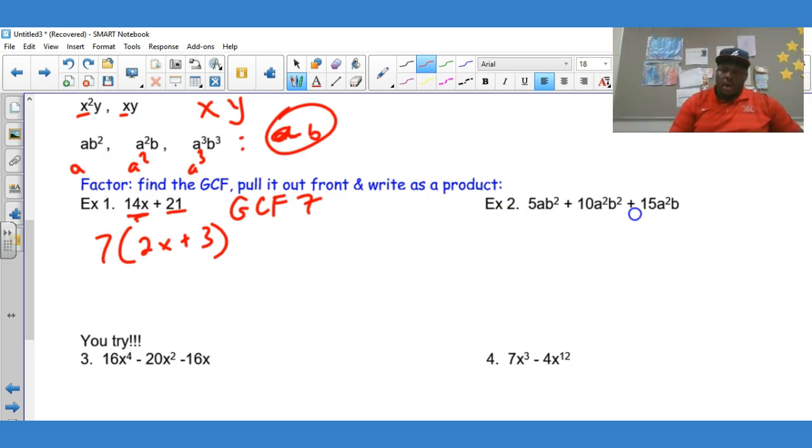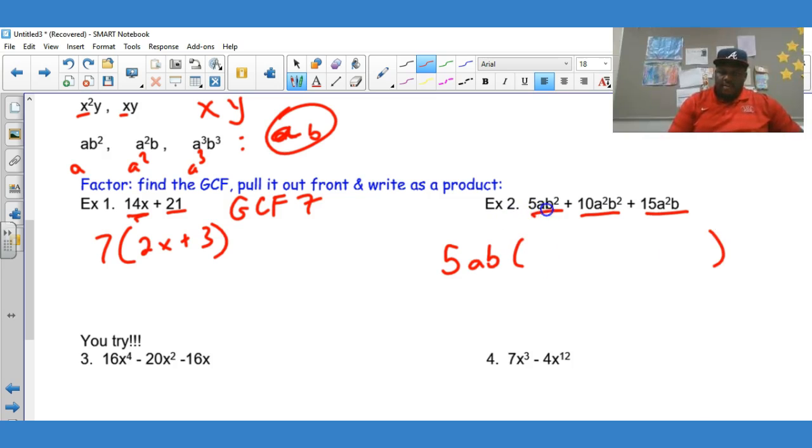Over here, all right, the greatest common factor. Let's look at the whole numbers first. 5, 10, and 15 is probably going to be 5. And now I look at the variables. I have a single a squared, and a squared. It's probably going to be a. And right here I have b squared, and b. So it's just going to be b. So now divide all these out.